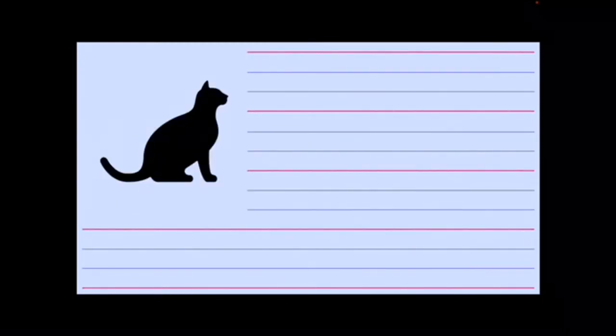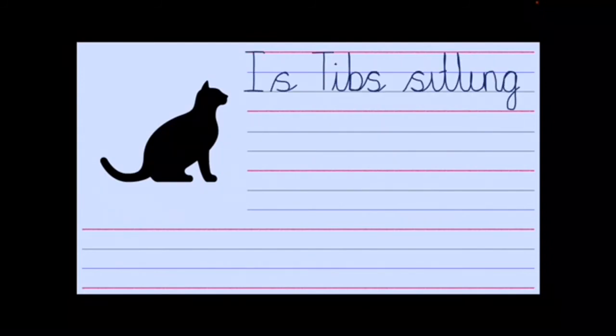And here we have our cat again, but we're going to name our cat this time. Is Tibbs sitting? Did you remember the question mark? This time is goes right at the beginning of the sentence. And sit, when we add suffix ing, we need to double to make sure the I stays I.